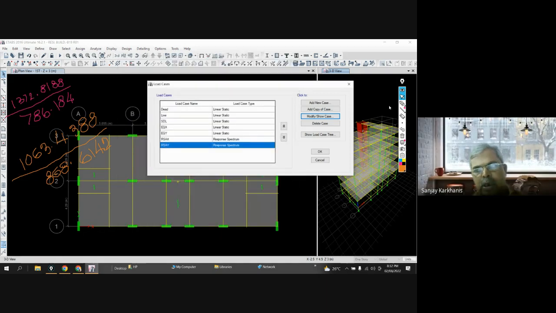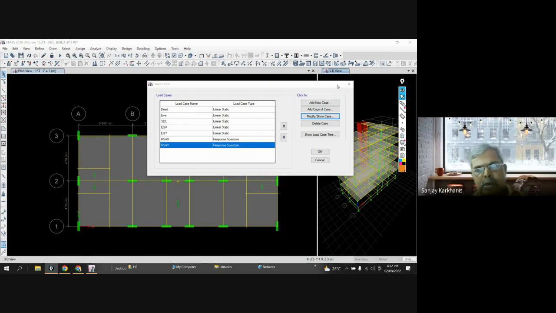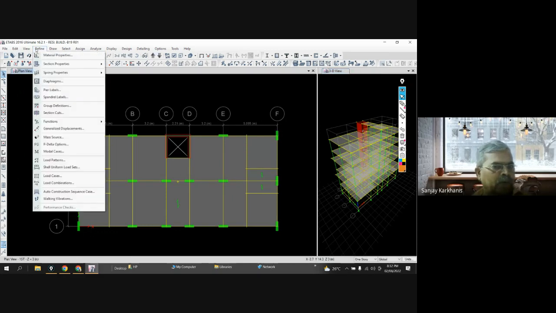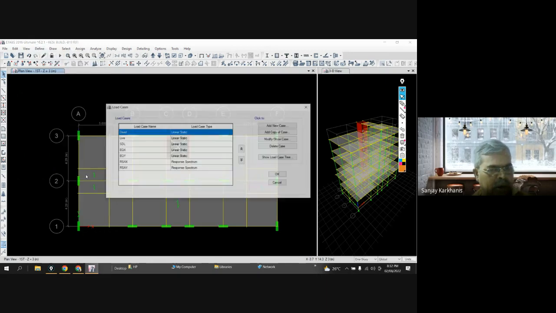So this is done. Then I will remove that because now I don't need it, and I will close it. Okay, so again, check whether the things are correct.